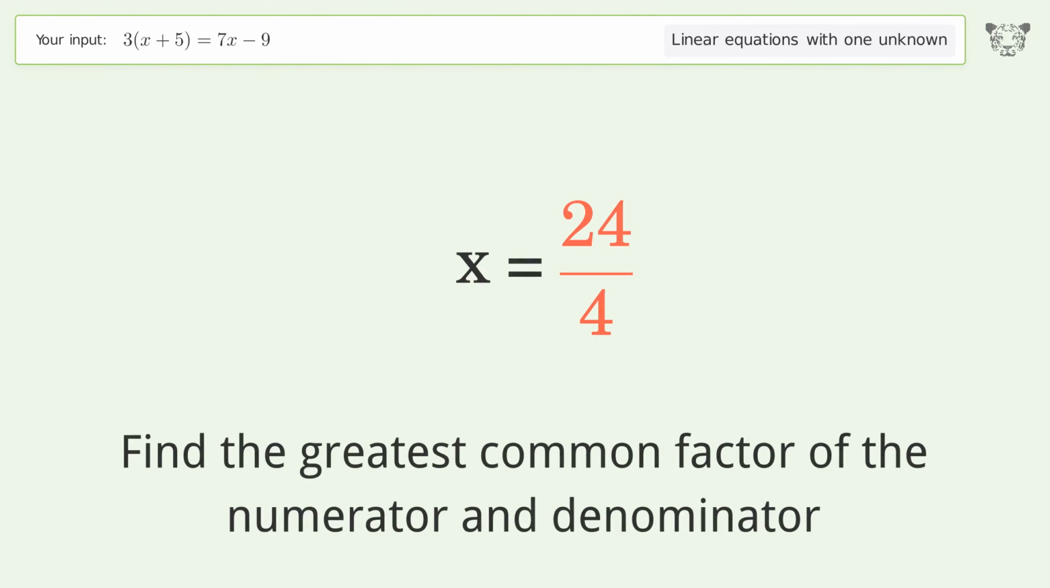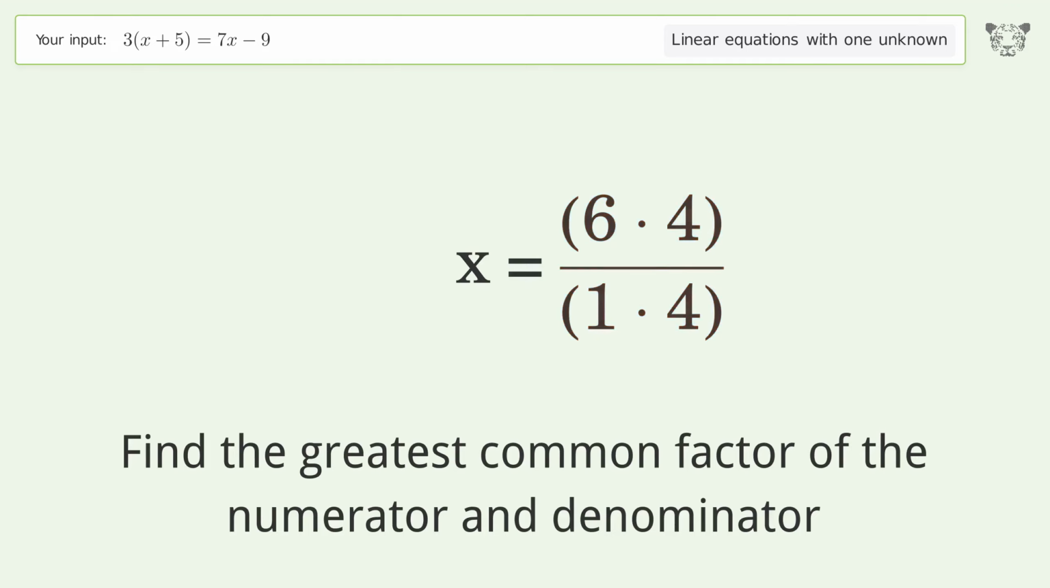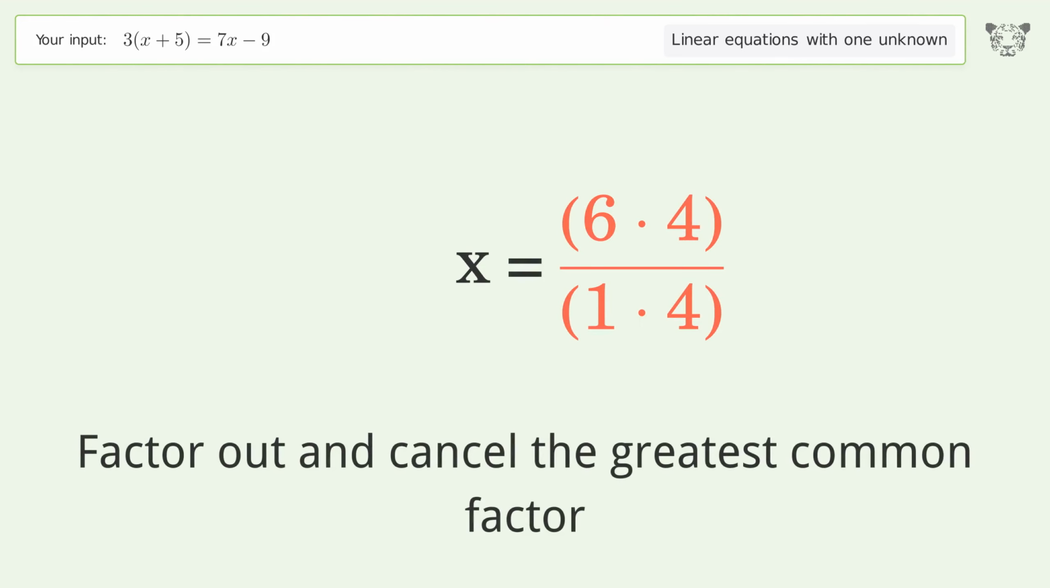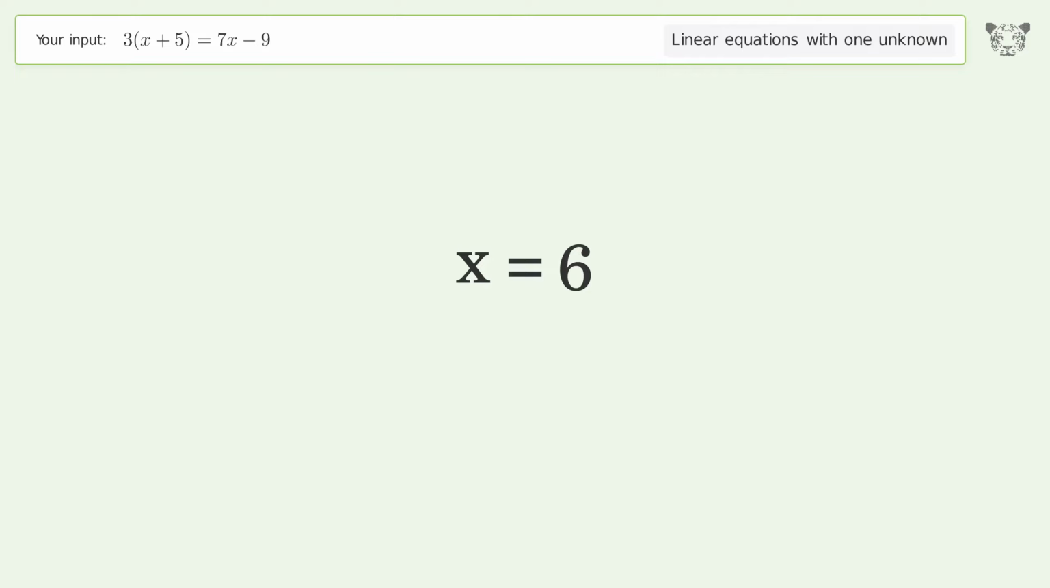Find the greatest common factor of the numerator and denominator. Factor out and cancel the greatest common factor. And so the final result is x equals 6.